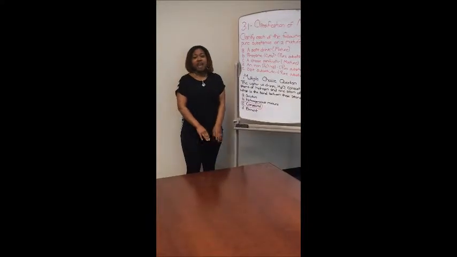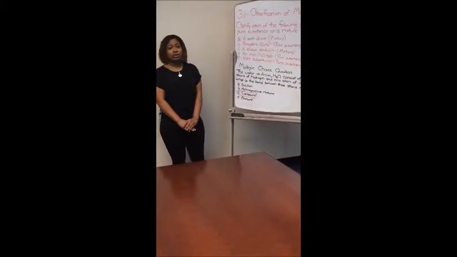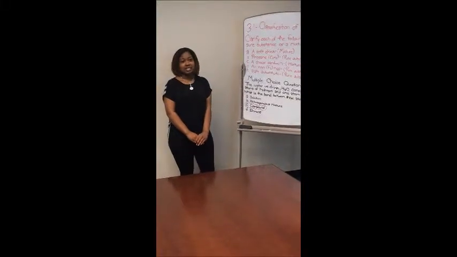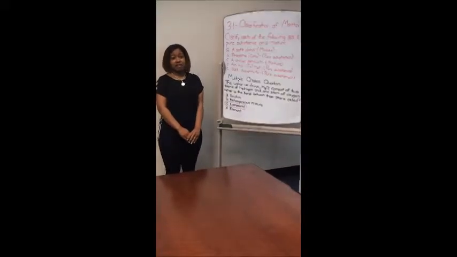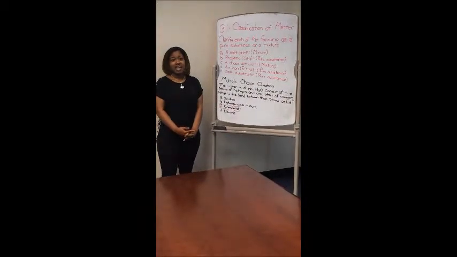For 3.2, I had states and properties of matter. On Earth, matter has 3 physical forms called liquids, solids, and gases. A solid has a definite shape and volume. A liquid has a definite volume, but not a definite shape. And a gas does not have a definite volume or shape.